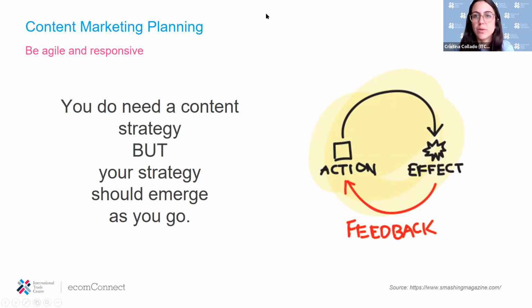So it's a loop. You have to create, publish, promote your content, and then pay attention to what is working and what is not. And then do more of what is working and forget about the things that were not working. And then you will come up with a great strategy.